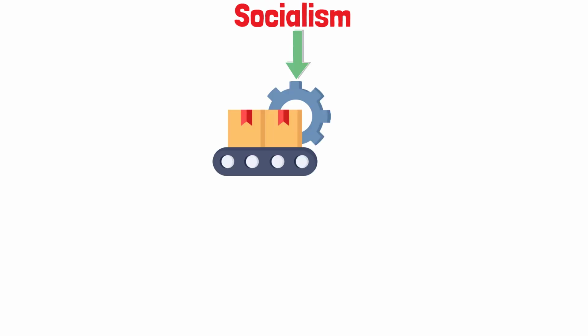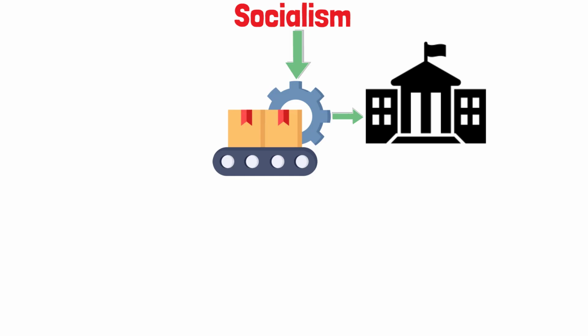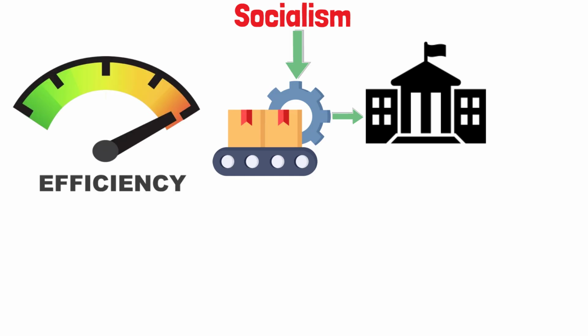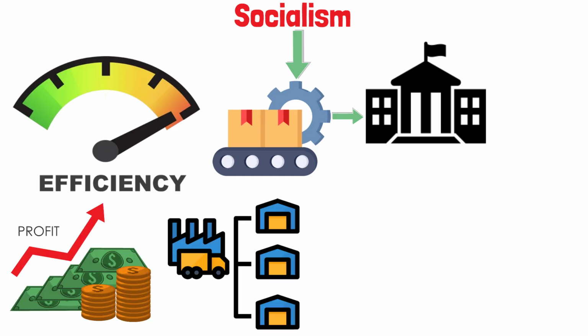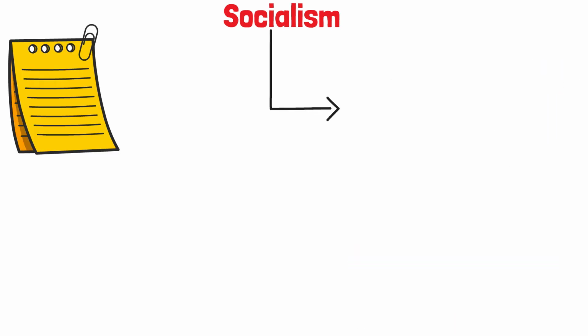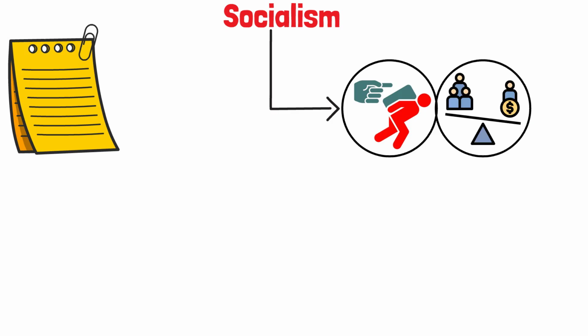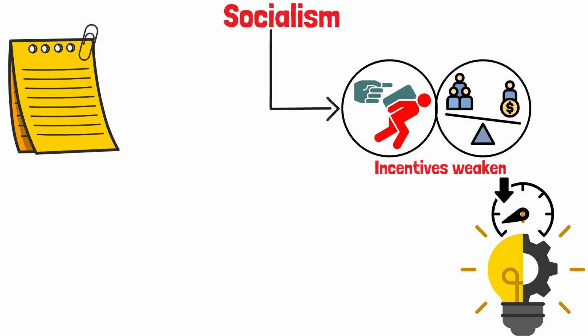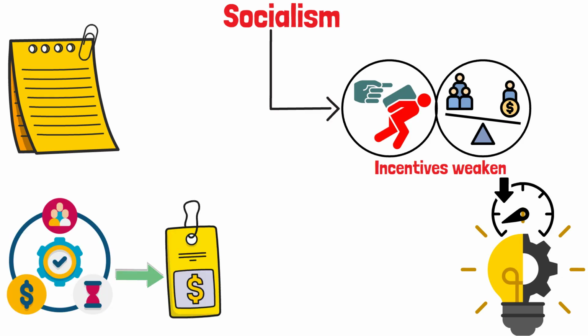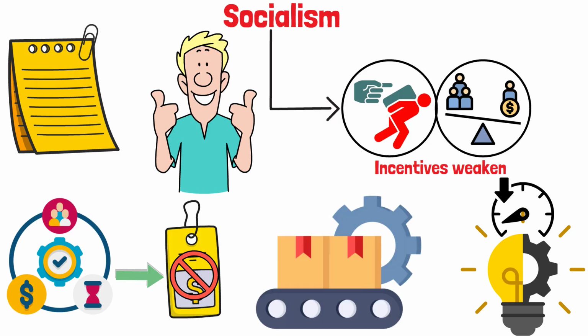Socialism. In socialism, the means of production are owned collectively or by the state. The goal is equality over efficiency. Profit is secondary to distribution. Essential services are often publicly owned. In theory, socialism reduces exploitation and inequality. In practice, incentives weaken, innovation slows, and resource allocation becomes inefficient without price signals. Socialism prioritizes fairness, but often struggles with productivity.